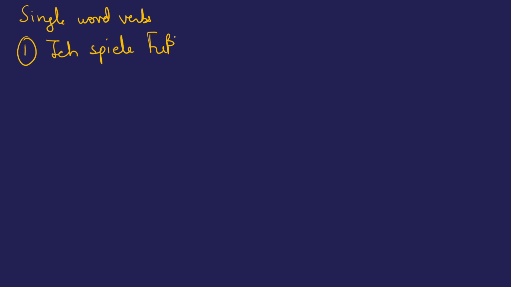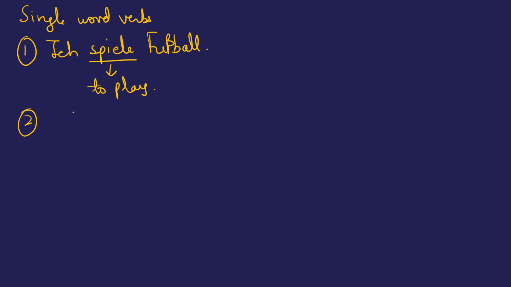We'll first look at single word verbs. Ich spiele Fußball, which means I play football. So here spielen is a single word verb which means to play.